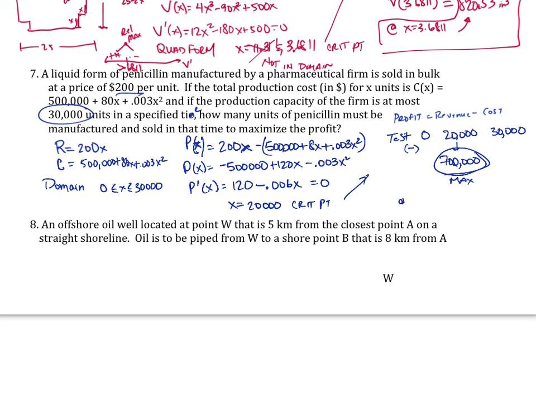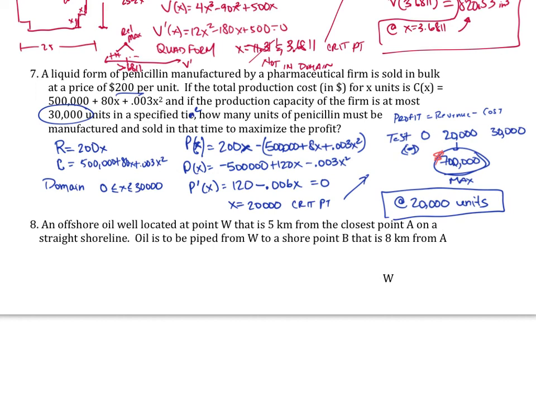So at 20,000 units is where I will reach my maximum profit. I tested the 0, I got negative. I tested the 30,000, I just didn't do the work for you guys, but if you put in 30,000 over here, you won't get $700,000. You'll get something less than that. So this is $700,000. That ends up being our maximum profit.